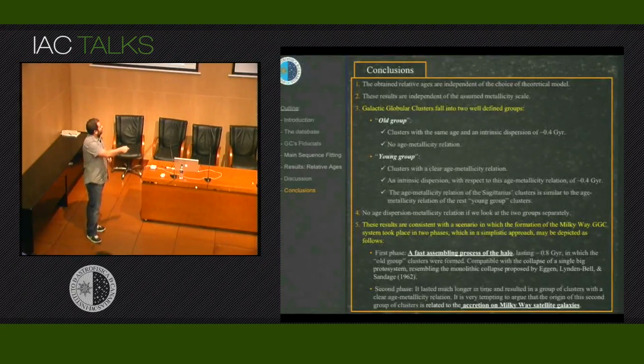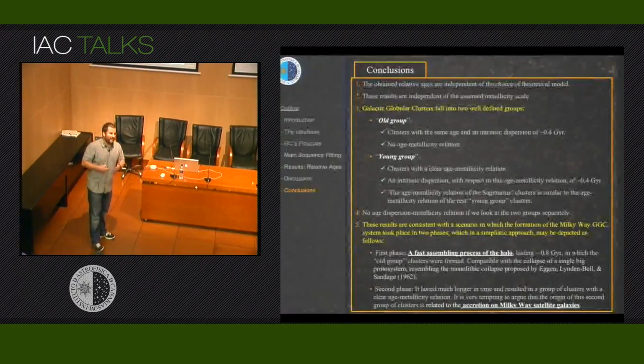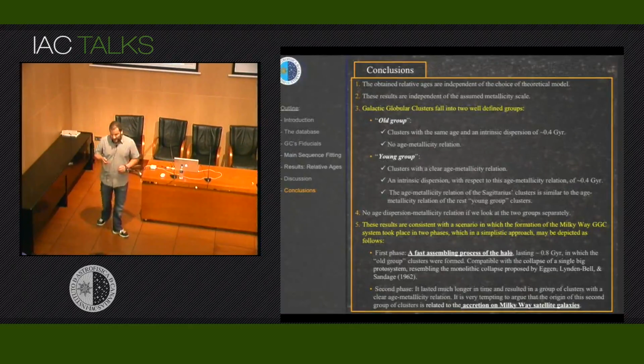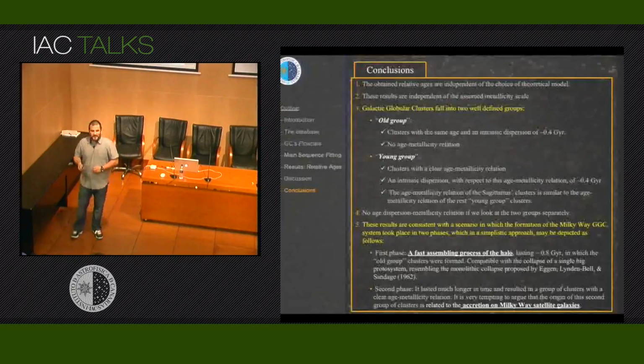The first phase is compatible with a fast assembling process of the galactic halo, so it was really, really fast. It couldn't be faster than that, by the way, because the time scale is more or less the same as the time scale of a monolithic collapse. And then there was a second phase that lasted much longer, and it's very tempting to suggest that this second phase is related with accretion of Milky Way satellite galaxies. Thank you.